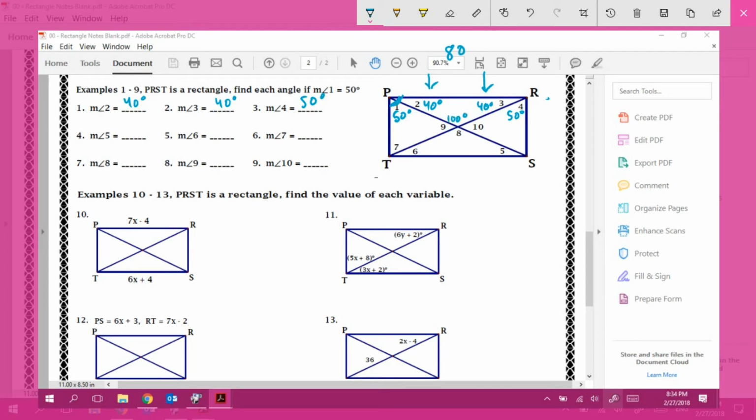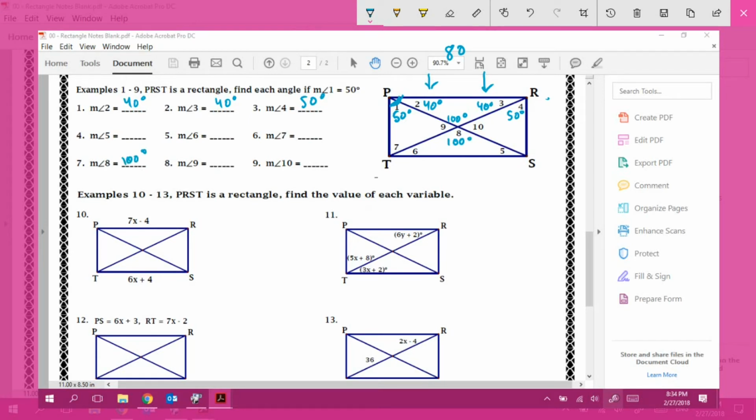Good. So if I know that angle is 100 degrees, what's angle 8? What's the measure of angle 8? Look, they're vertical angles. That means they're congruent. They're the exact same. So measure of angle 8 is also 100 degrees.